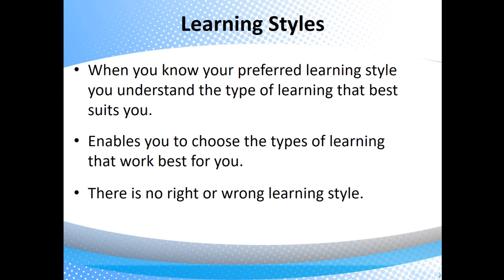When you know your preferred learning style, you understand the type of learning that really suits you best, and you adapt to that. If you really love music and close your eyes when you listen to it, you would be an auditory learner. It enables you to choose the types of learning that work best for you. There are really no right or wrong learning styles. All three are very good. If you use a combination of all three, that would be even better. We all use a combination of the three learning styles at a certain level.